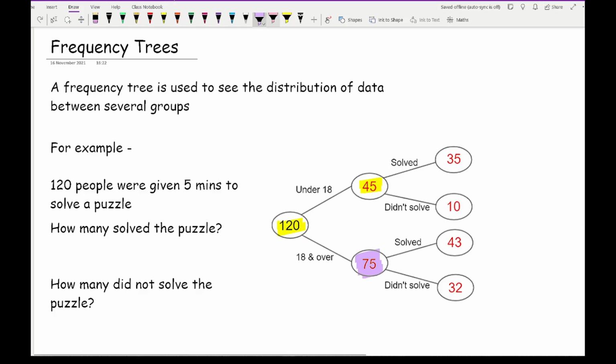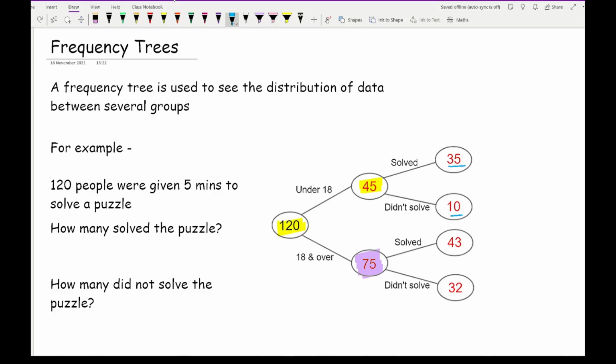Now in terms of those 45 people, 35 went on to solve it and 10 did not. And 43 people of the 75 went on to solve it and 32 did not, of the people that are 18 and over.